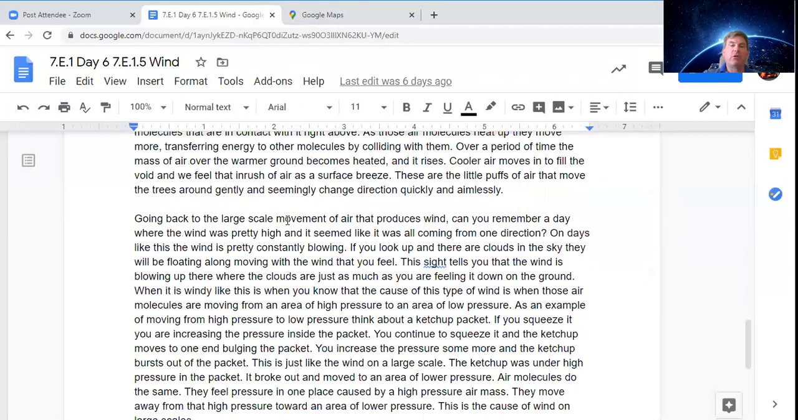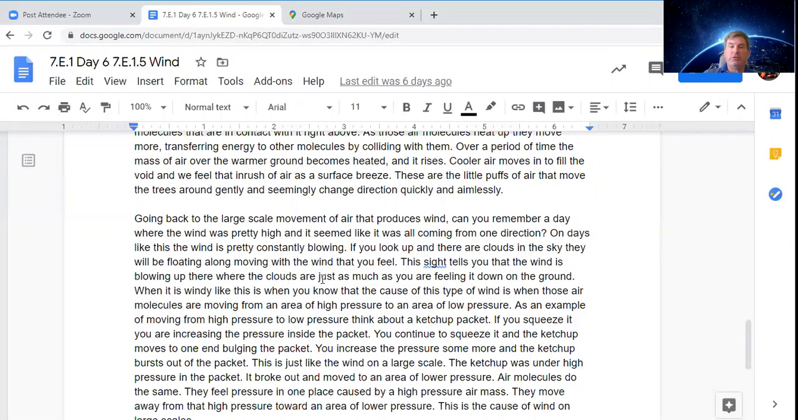So we go back to our large-scale movement of air that produces wind. Can you remember a day when the wind was pretty high and it seemed like it was all coming from one direction? On days like this, the wind is pretty constantly blowing. If you look up and see clouds in the sky, they'll be floating along, moving with the wind that you feel. This sight tells you that the wind is blowing up where the clouds are just as much as you are feeling it down on the ground.